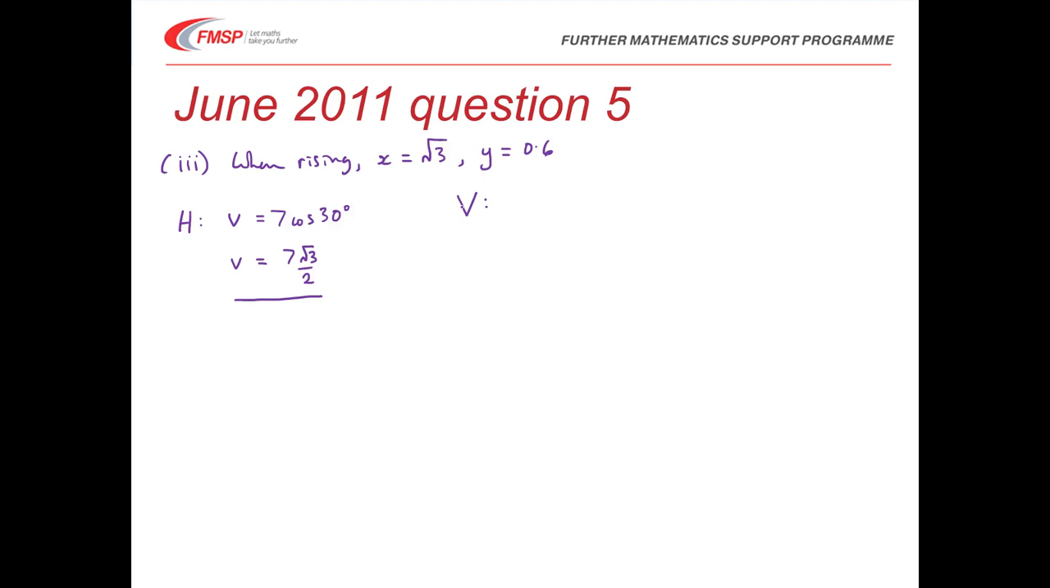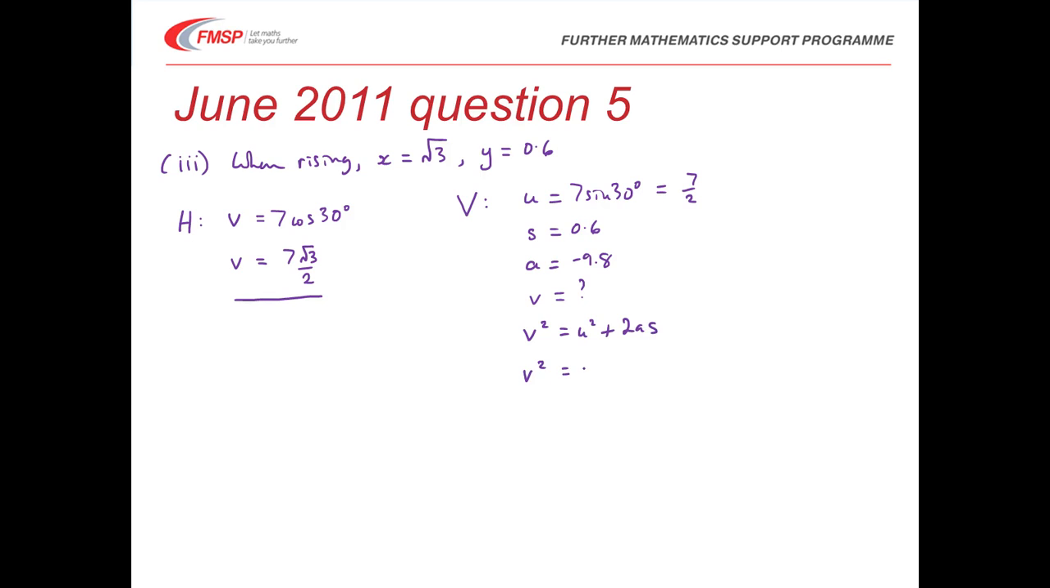Now for the vertical component, what do we know? We know the initial speed, which is 7 sine 30 degrees. And of course sine 30 is a half, so this is 7 over 2. I know s is 0.6. I know the acceleration is minus 9.8. And what we're trying to find is the vertical component of the velocity, so it's v I'm trying to find. Well, given what's there, I think once again v squared equals u squared plus 2as is what I need to use.